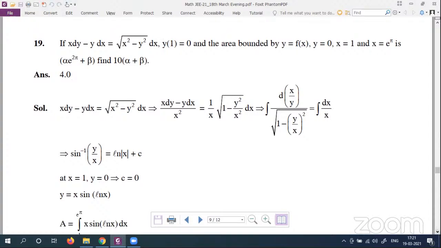So to solve the differential equation, divide this equation on both sides by x square. So converting it into exact differential form. Converting it into the form of exact differential, we'll be able to solve this.